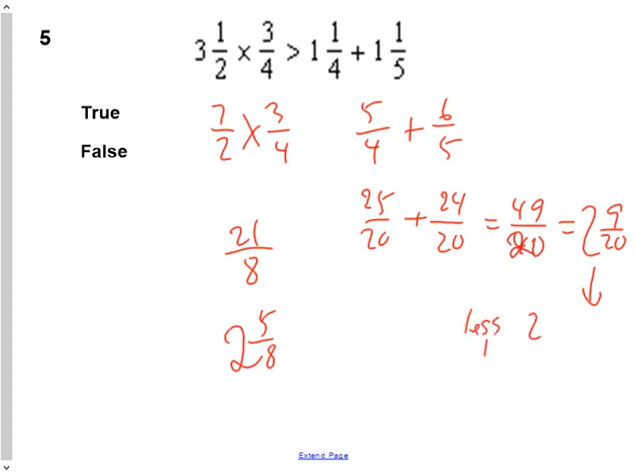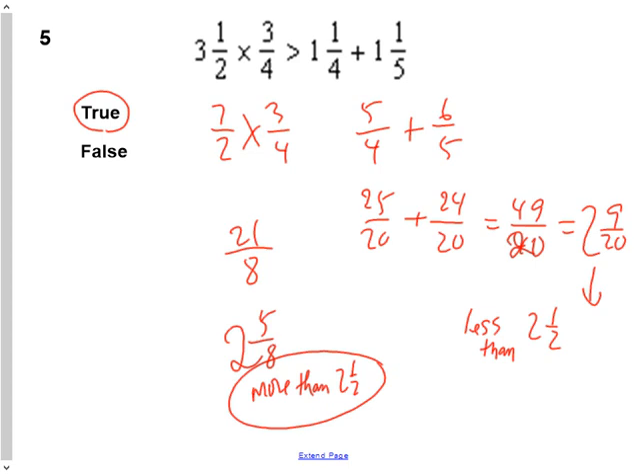Less than 2.5, and this is more than 2.5 because, of course, 4/8 is half. So 5/8 would be a little bit more than half, and 10/20 is half. So 9/20 would be less than half. So therefore, this is going to be greater than 2.5 than 2 and 9/20, and therefore it's true.